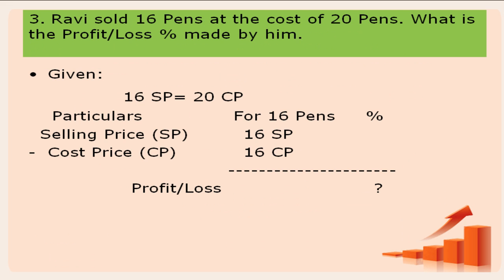Ravi sold 16 pens at the cost of 20 pens. What is the profit and loss made by him? In the given situation, 16 SP is equal to 20 CP. Here selling price for 16 pens is 16 SP. Cost price for 16 pens is equal to 16 CP. We have to determine profit or loss percentage. Now we are going for the next step.